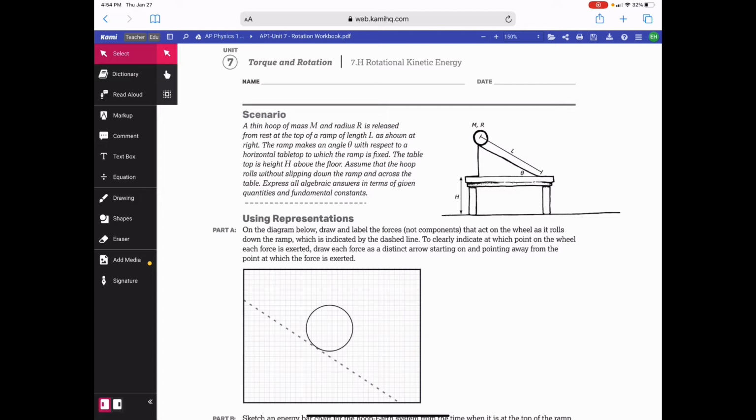On the diagram below, draw and label the forces, not components, that act on the wheel as it rolls down the ramp, which is indicated by the dashed line, to clearly indicate at which point on the wheel the force is exerted. Each force must be a distinct arrow starting on and pointing away from the point at which the force is exerted. So just to be clear, ladies and gentlemen, we are drawing a force diagram on that hoop, not a free body diagram.